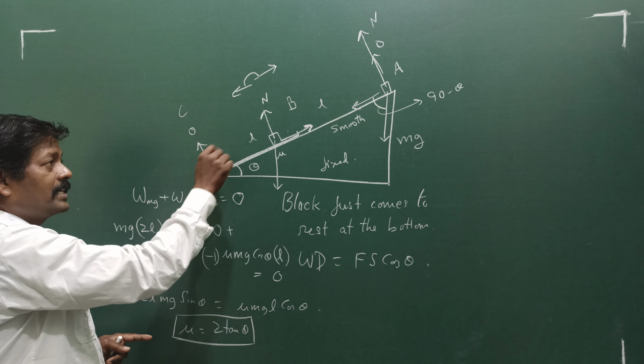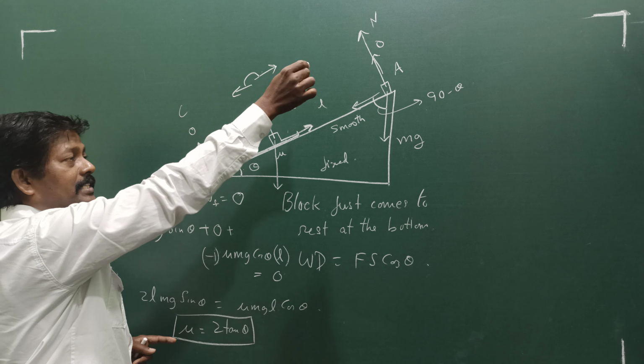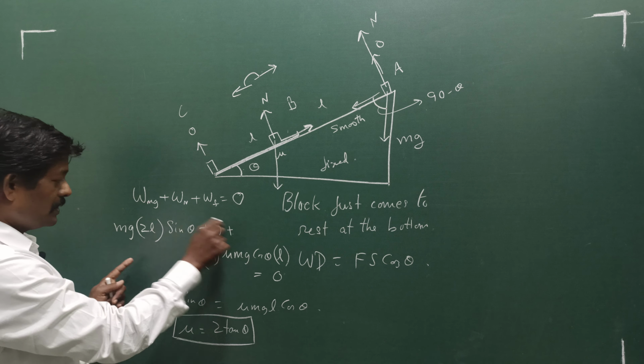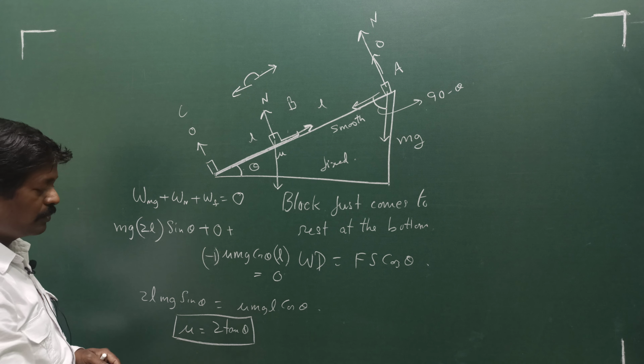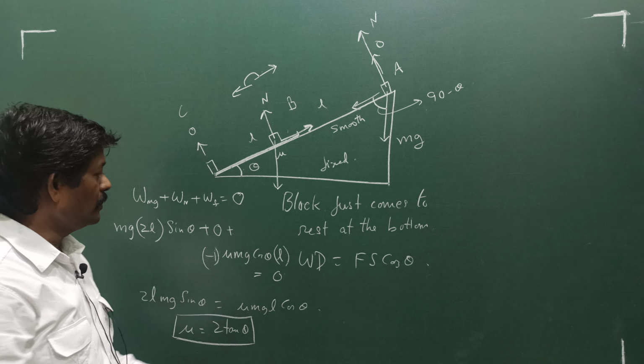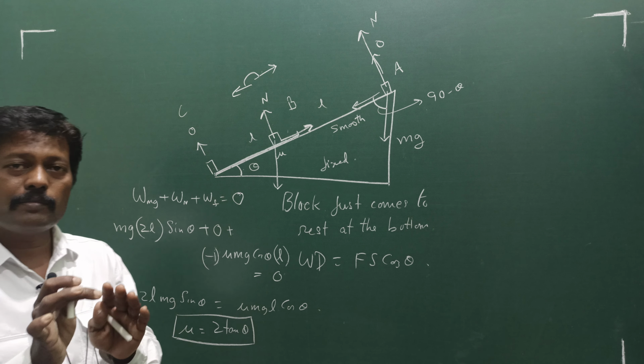Simplify. That is equal to 0. Why? Change in kinetic energy is final kinetic energy minus initial kinetic energy. So from this, if you simplify, you get mu equal to 2 tan theta. One step, only one equation, and the problem is solved.